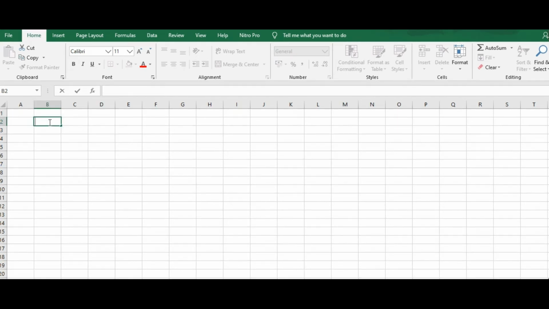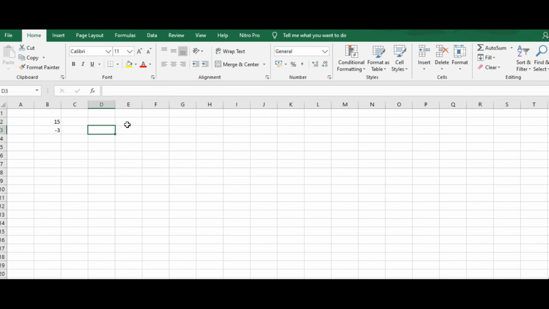As you press the Enter key on the keyboard, MS Excel calculates the value with the help of whatever operator you are using, and it displays the value in that corresponding cell.